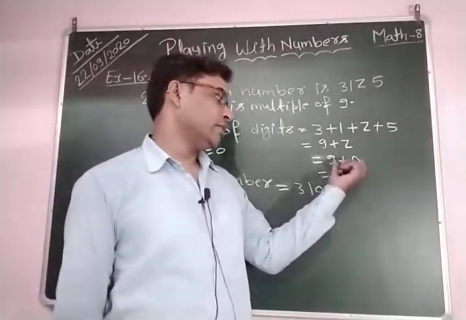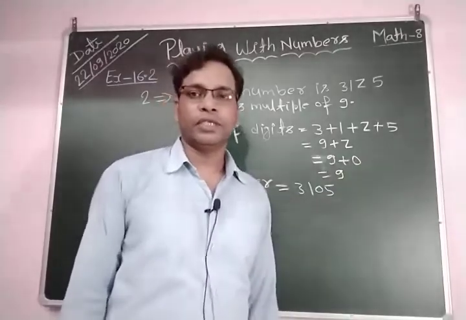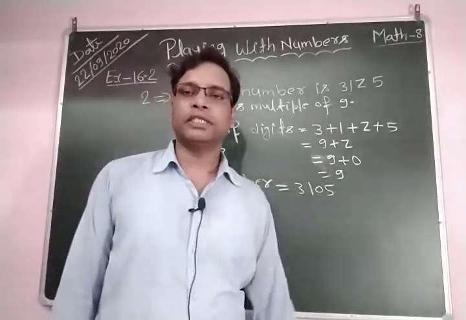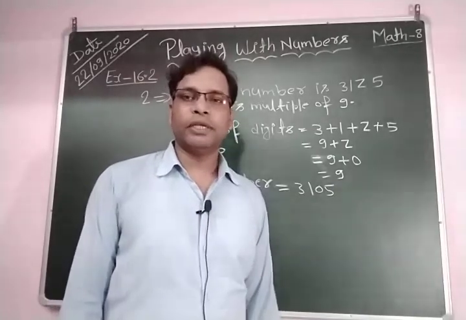If you take 8, so 8 plus 9 is 17. So this is not divisible by 9. If you take 7, so 9 plus 7, this is 16. Again this is not divisible by 9.